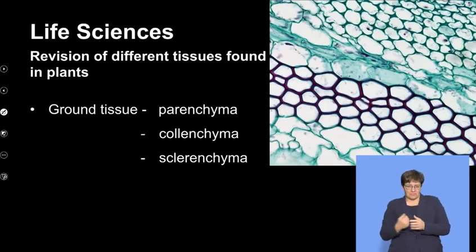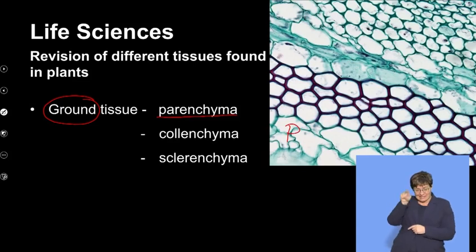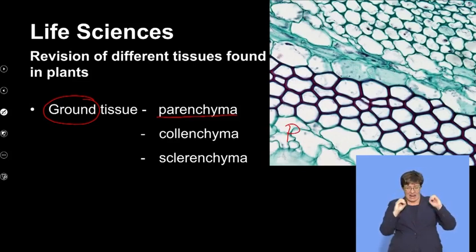Then, most of the inside of a plant is filled with something called ground tissue. And these are ordinary cells that carry out many different functions. The most common type is parenchyma. Large cells with thin walls. They're great for storage, but not very good for support.